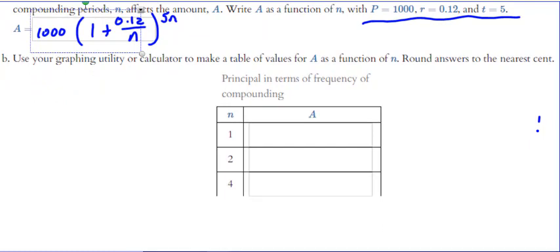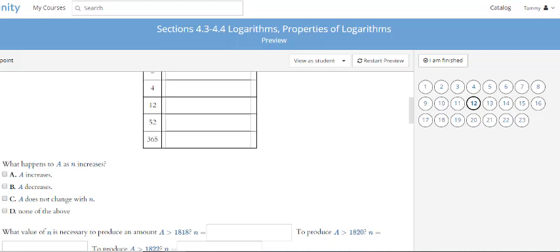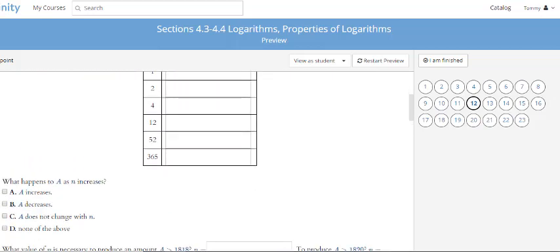It's got 1, 2, 4, 12, 52, and 365. Annually, semi-annual, which is twice, and then 4 is quarterly, then monthly. So those are the words that go with it.